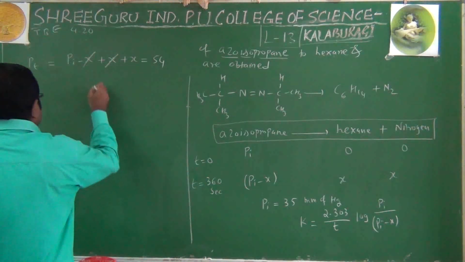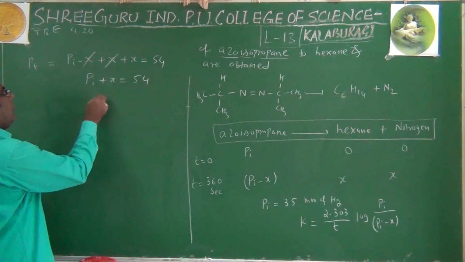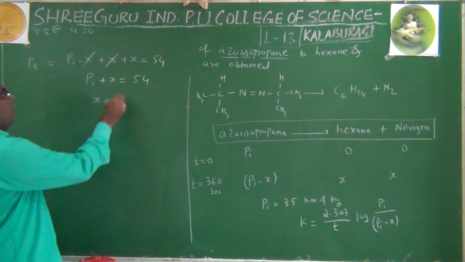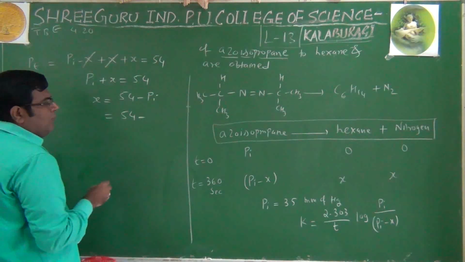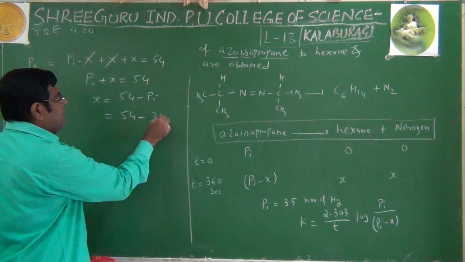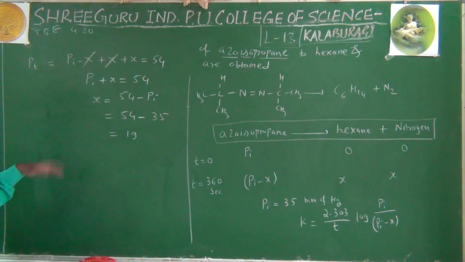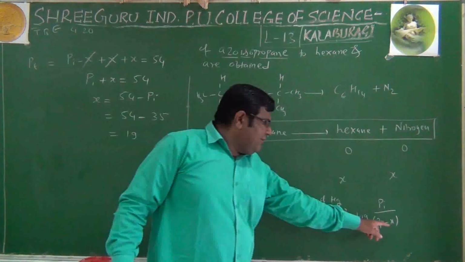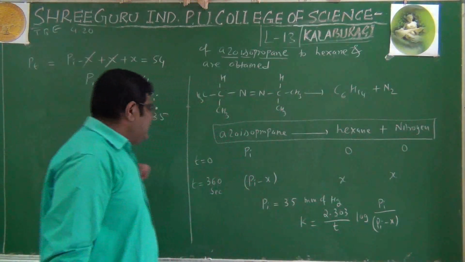Now this I will cancel here and I can write Pi plus x is equal to 54, and that's why x equals 54 minus Pi. 54 minus the Pi value, we know that it is 35, and that is equal to 19. 35 plus 19 is 54, so it is 19. So we got the value of x. Now everything is clear. Once we know Pi minus x, we can substitute and calculate k. It is as simple as that.